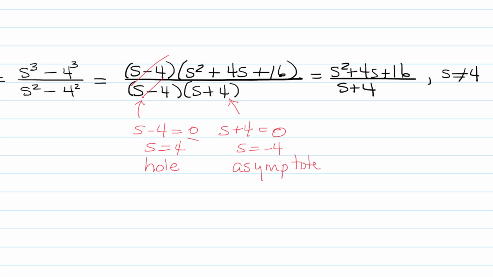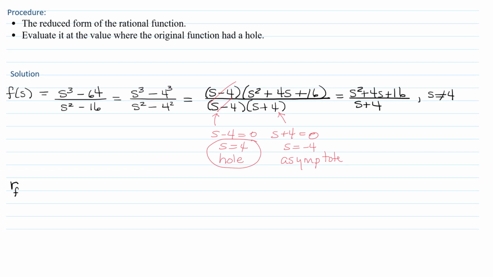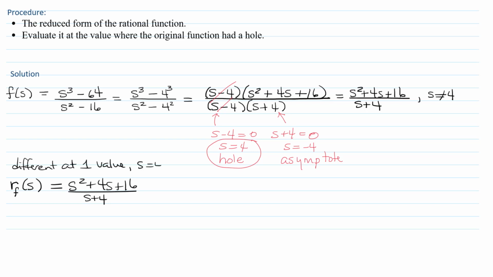We were asked about s equals 4 because this is what's called a removable discontinuity. We can define the function at 4 so that we have a nice smooth curve with no holes in it. And the way that you do that is you compare the function to what I'm going to call the reduced version of f, r sub f, which is just the s squared plus 4s plus 16 over s plus 4, and I'm not going to say s can't equal 4. So this is a different function, but it's only different at one value, s equals 4.